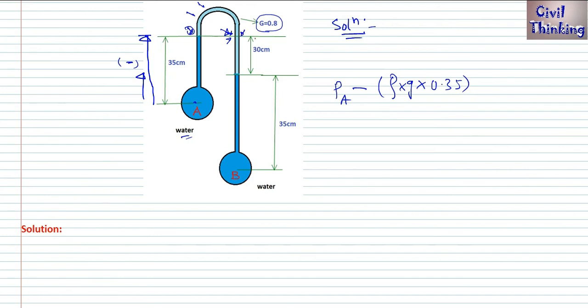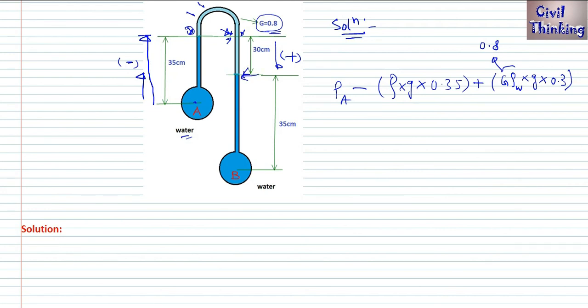Now from this point we are moving downwards up to this point, which means we are moving downwards, so positive, plus. Now this is lighter fluid, right? It would be g rho, density of lighter fluid multiplied by g multiplied by h, where h is 30 centimeters, which is 0.3, right? And this specific gravity is 0.8, because here it is 0.8.